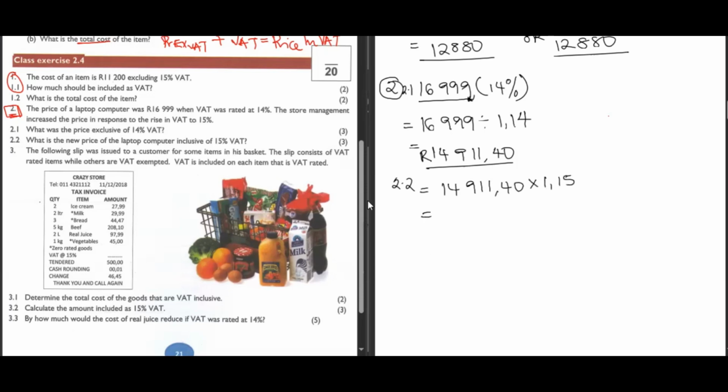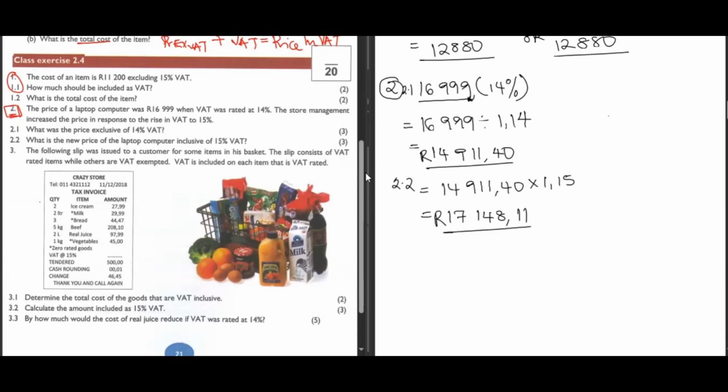Why are we multiplying by 1,15? The question wants the new price of the laptop computer inclusive of 15% VAT. So this one becomes 17,148 rands and 11 cents. This is the new price.